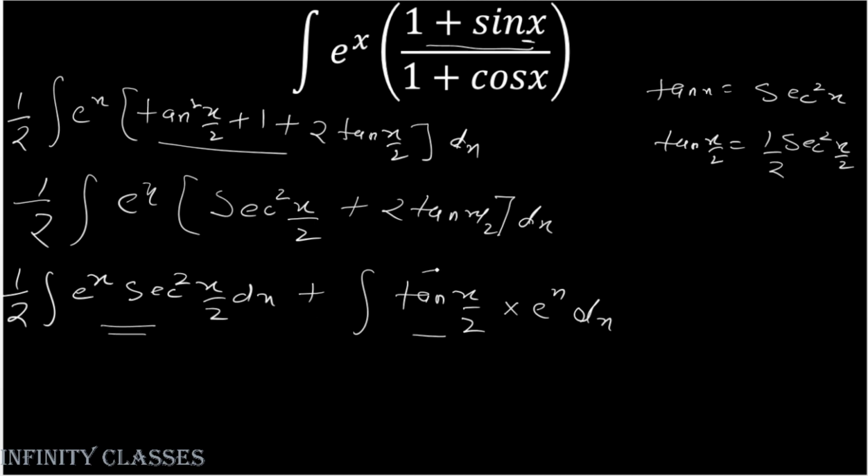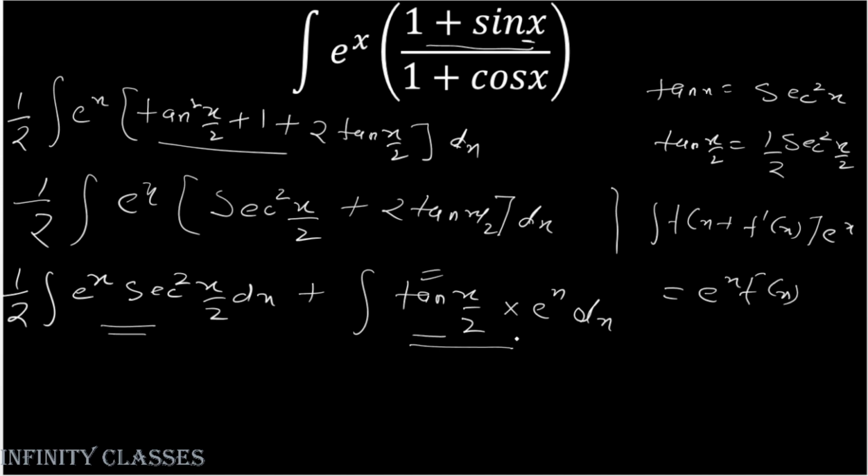So as we already have discussed, if we want to find out integration of e^x (f(x) plus f dash x), it will always be e^x f(x). Even you can apply the long method, that you integrate this one by integration by parts. So it's better to solve directly or write the formula, because it takes time. So directly we can write this as e^x tan x by 2 as its answer. I hope it's clear to you.